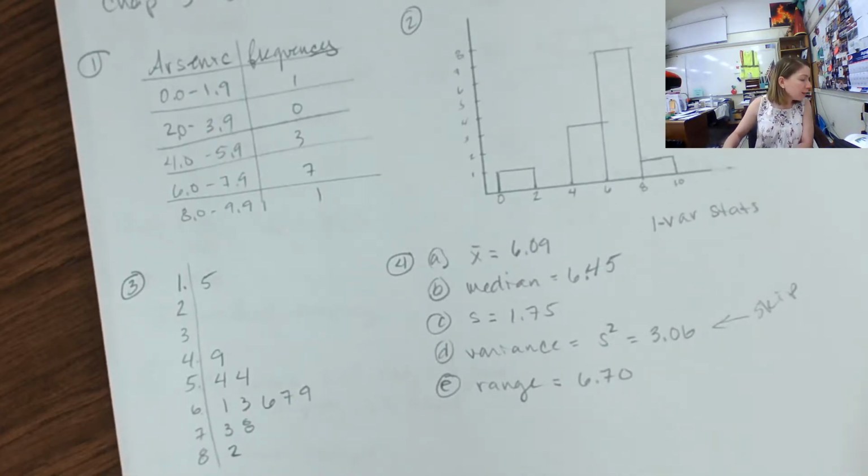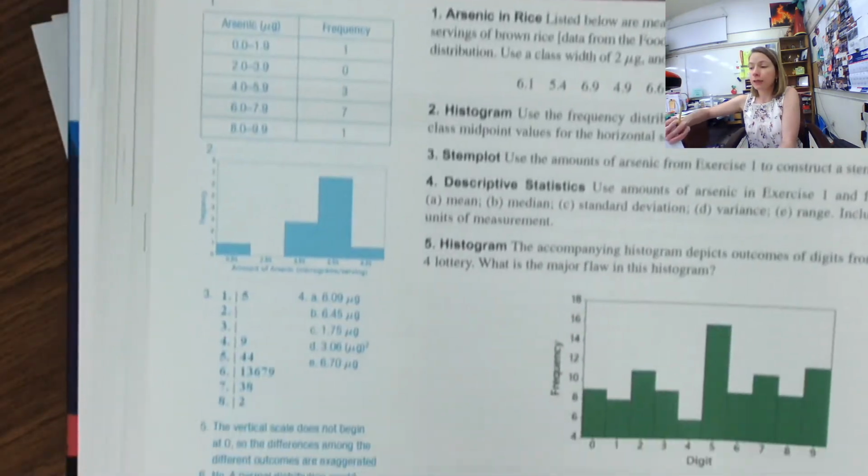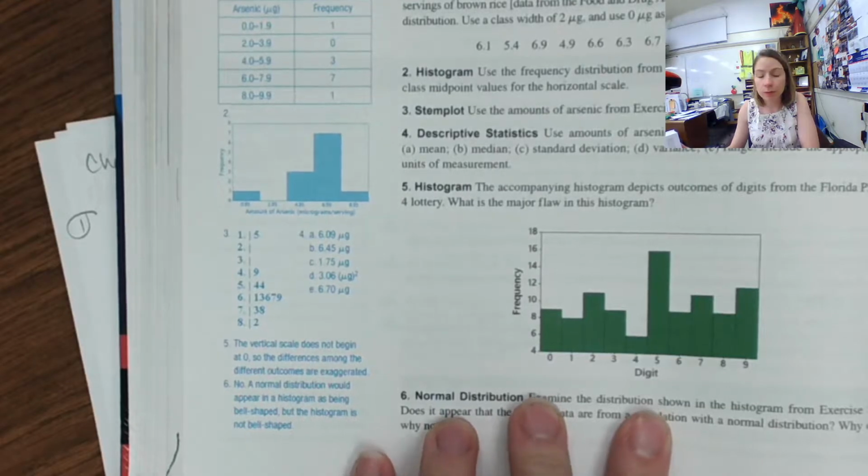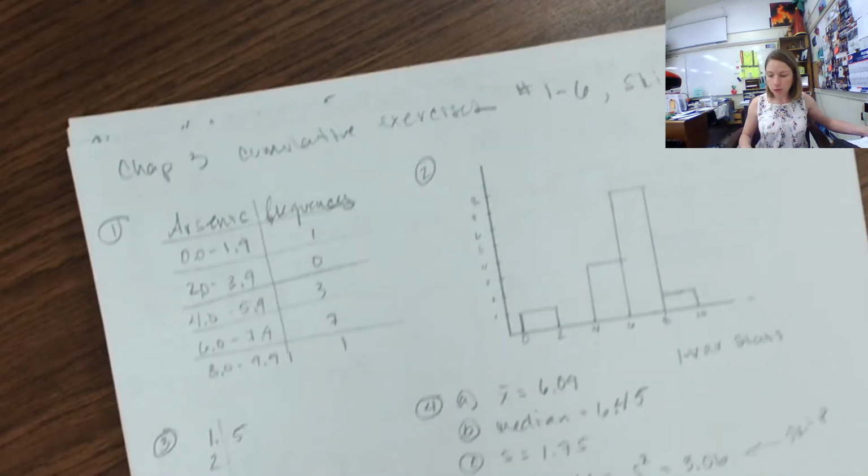And then number 5, that one is really easy. I'm going to put this here so we can see it together. There we go. What's wrong with this graph? Right? If I'm looking at this, it does not start at 0. Okay? I'm going to go ahead and, oh, I didn't do number 6.